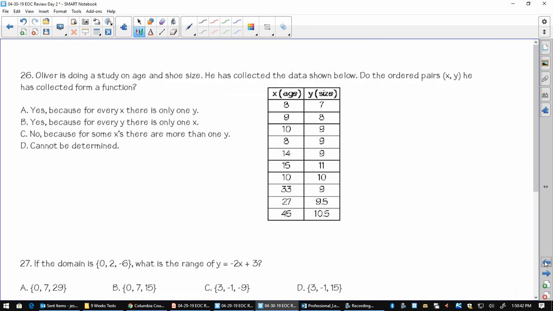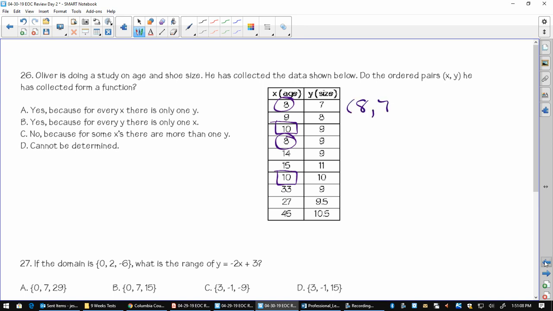All right, 26. We have a table that represents age and shoe size, and we're trying to figure out if this would be a function. So remember, the rule for a function is every input should only have one output. Every x should only have one y. So if I see any x values that repeat, then that is probably not a function. I need to check and see what the y values are.